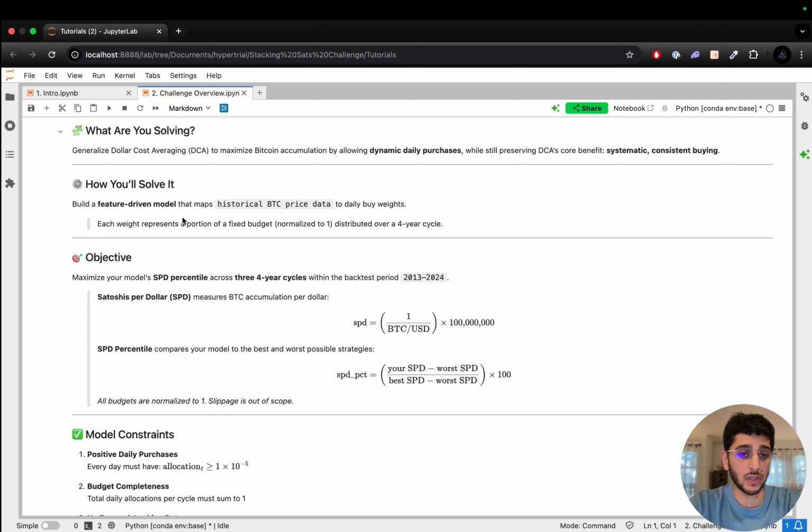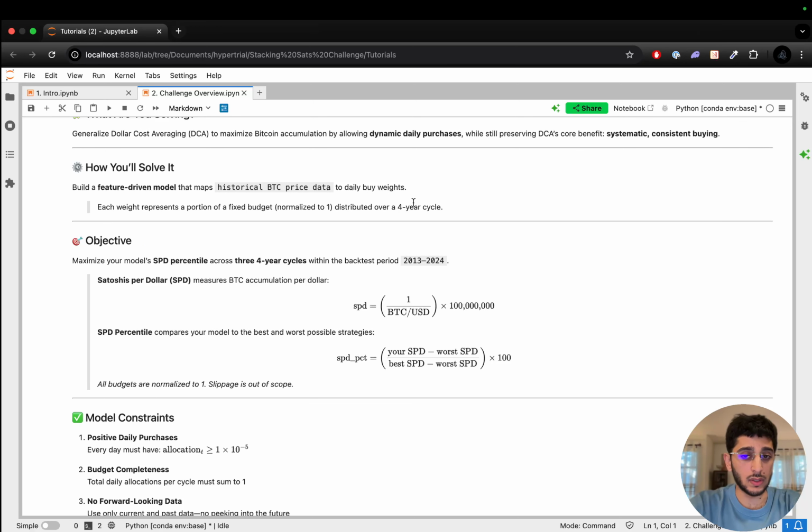And the problem statement becomes: how do you map features to these weights, which denote your daily portions of your entire budget of 1? Now, this is a detail that's specific to one possible challenge: the features must be derived from historical Bitcoin price data. In other offerings of this challenge, there might be more data for you to play around with, but for now, these decisions are going to be purely based off of price. So some features to work with might be volatility, for instance, or the moving average of the price.